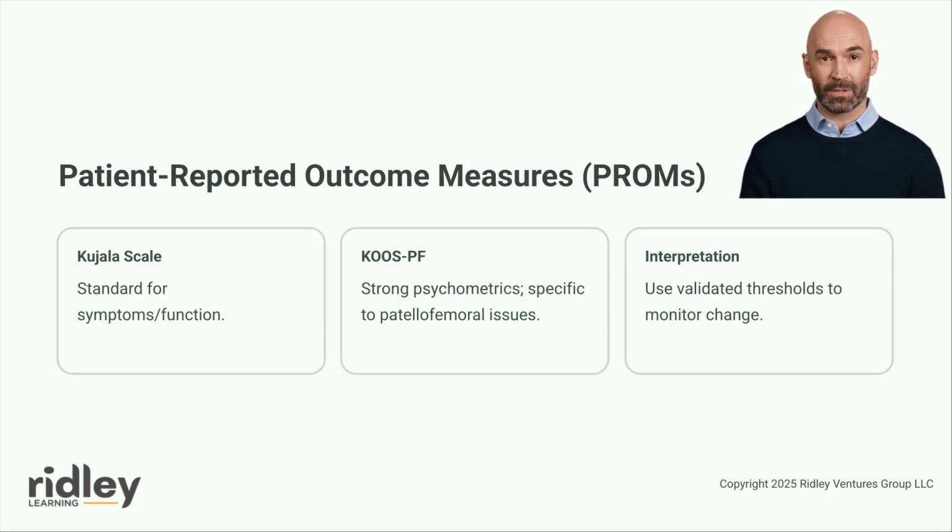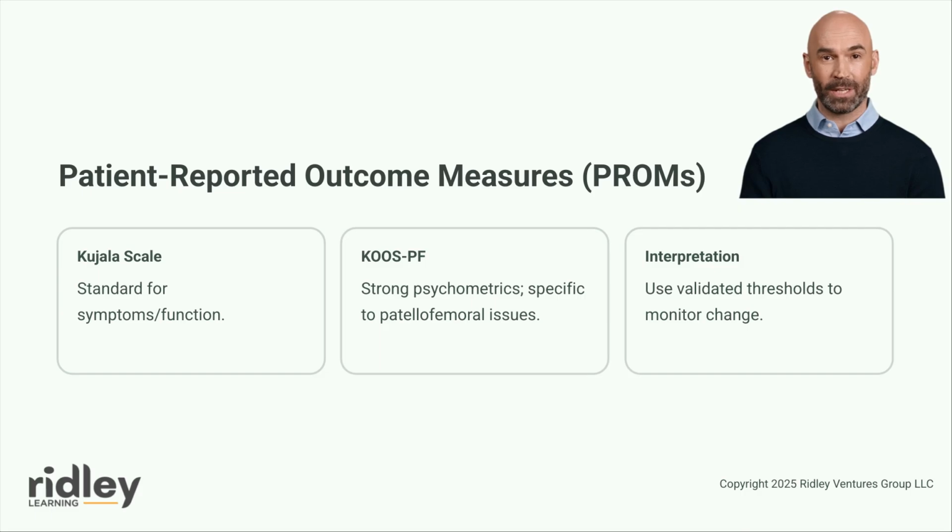Patient-reported outcome measures provide standardized assessment of symptoms and function that complements physical examination findings. These instruments enable quantification of baseline status, monitoring of treatment response, and comparison to established benchmarks. Selection of appropriate outcome measures should consider psychometric properties, clinical utility, and relevance to the patient population being evaluated.